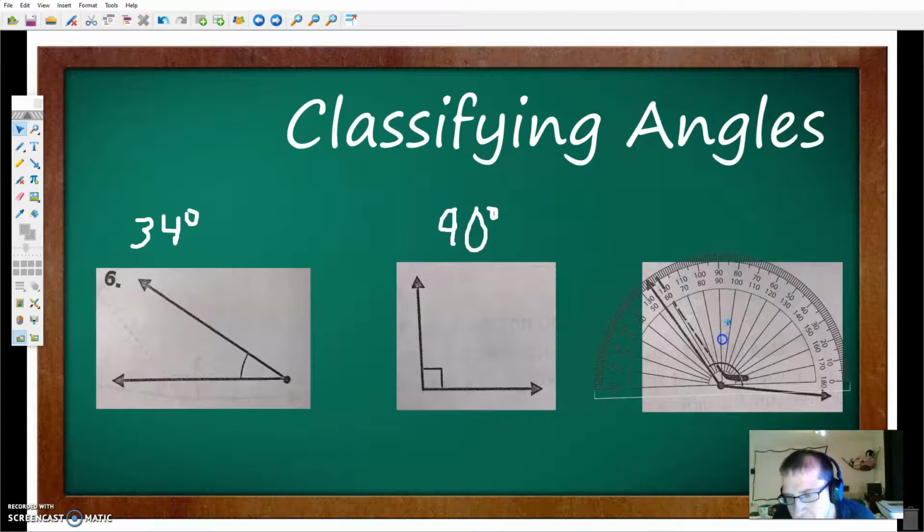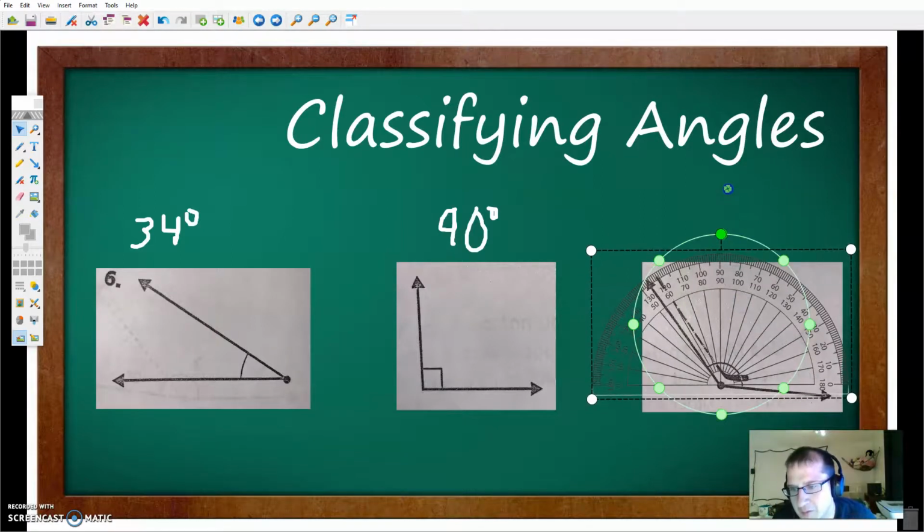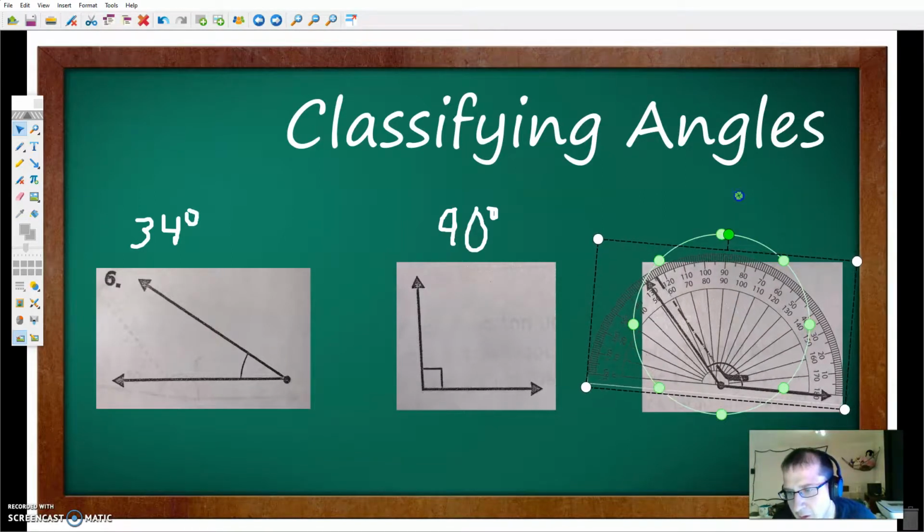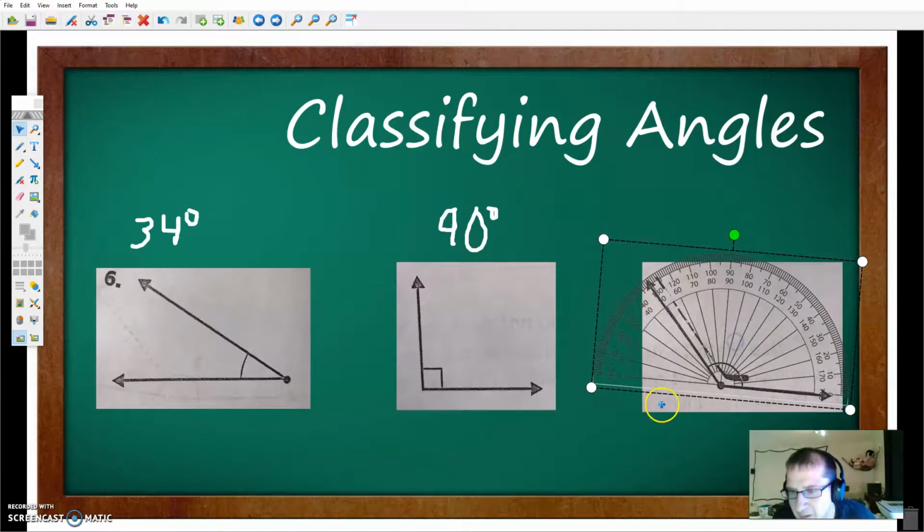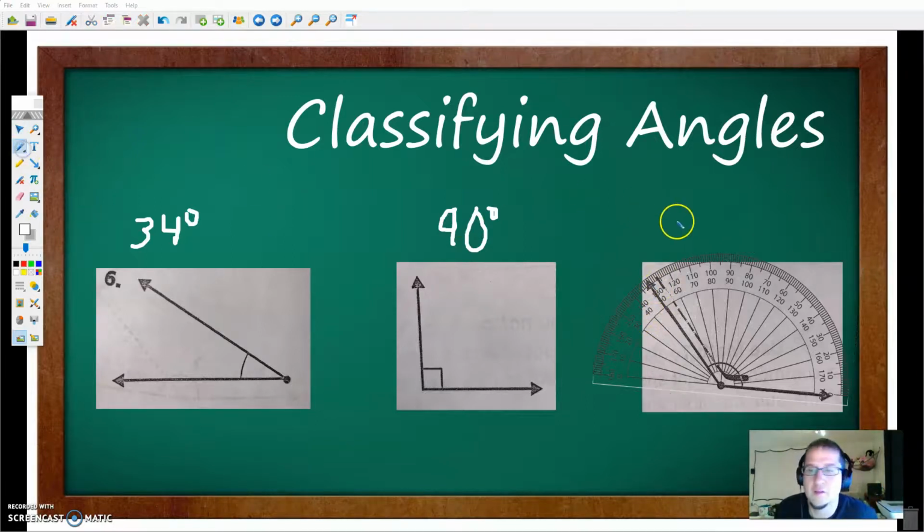I need to rotate my protractor a little bit and make sure that cross is right on the dot. And we will see we're measuring from the 0 out. This one's about 132 degrees. We'll call this one 132 degrees.